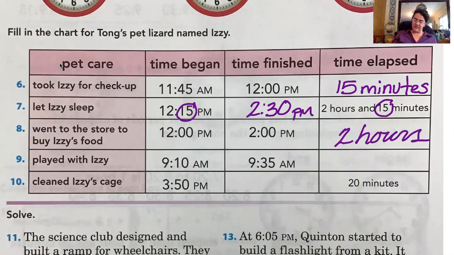And now we play with Izzy from 9:10 a.m. to 9:35 a.m. Kylie, how much time has passed? Yes, we go from the 10 to the 35 and it's 25 minutes.